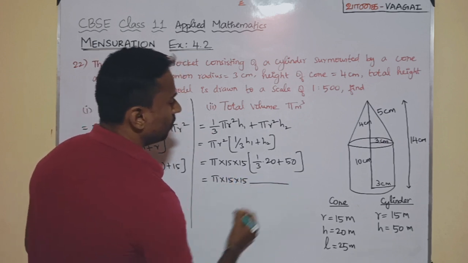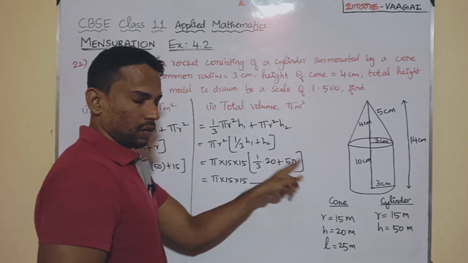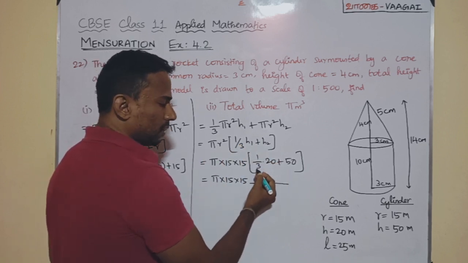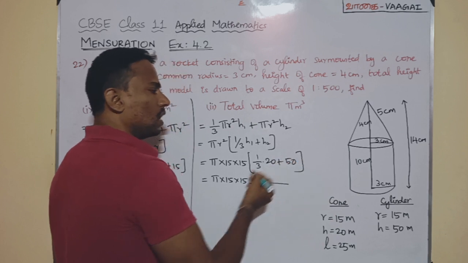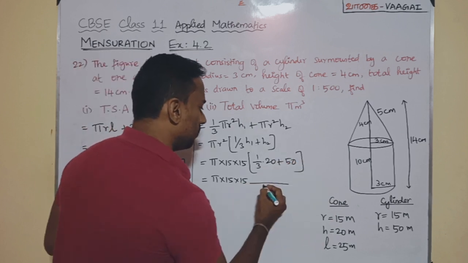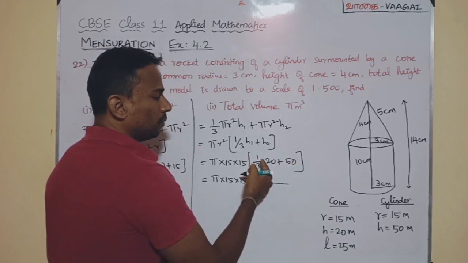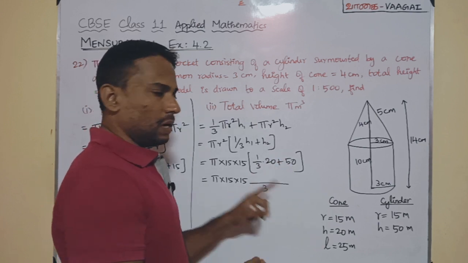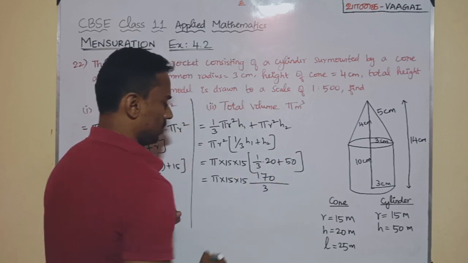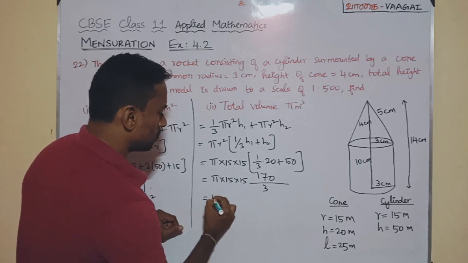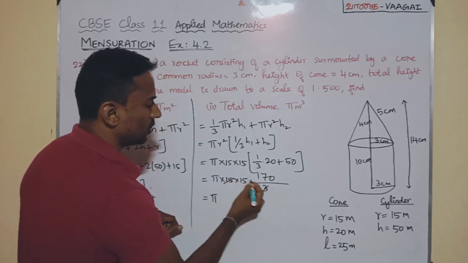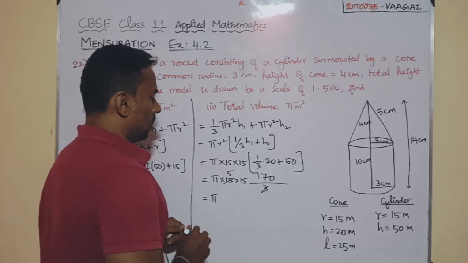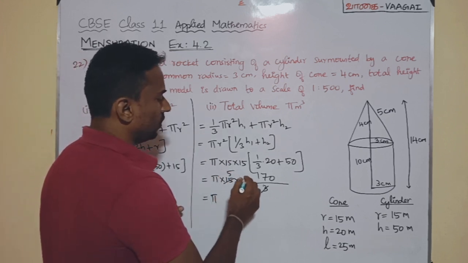Now I will have this LCM here. When I take the LCM, I will be having 1 by 3, 20 by 3 plus 50, which means when I take the LCM, I will have 3 here. So my numerator will become 20 plus 3 times 50, which will be 150 plus 20, 170. Okay, yes. Now what next I can do is pi into, I will cut this 3 with one of these 15s to get 5 times. So I will be having pi into 5 into 15 into 170.